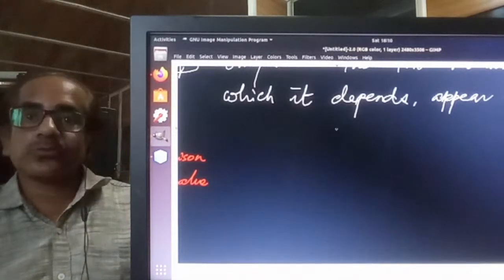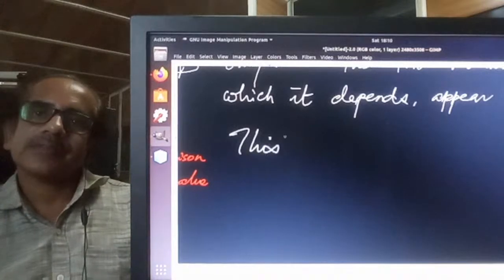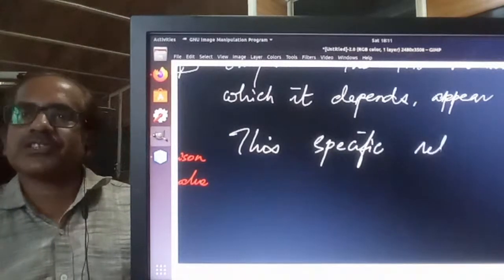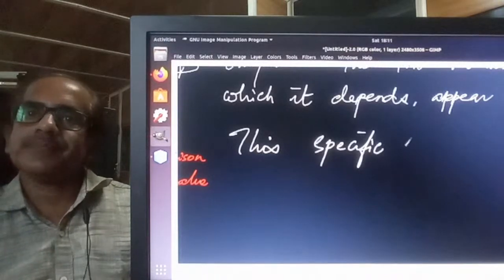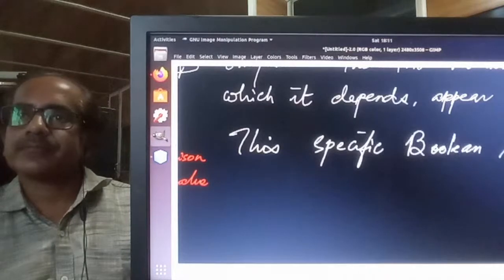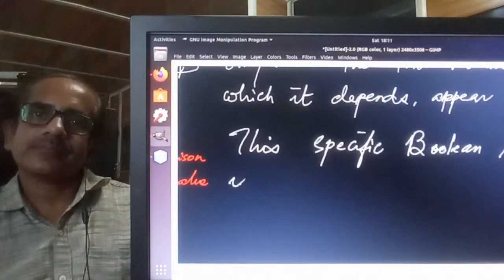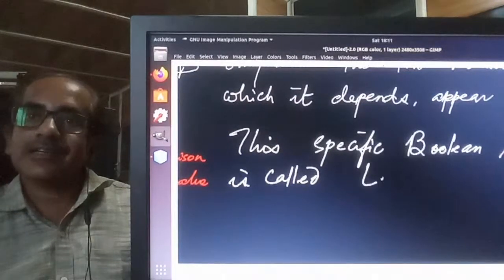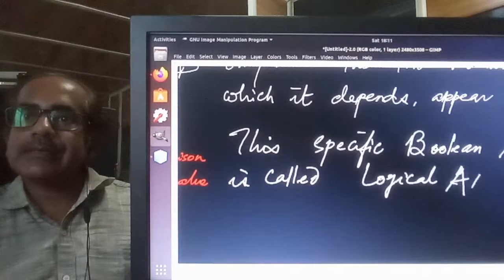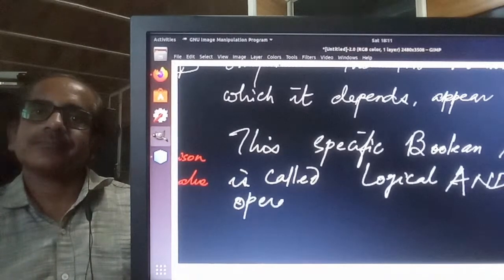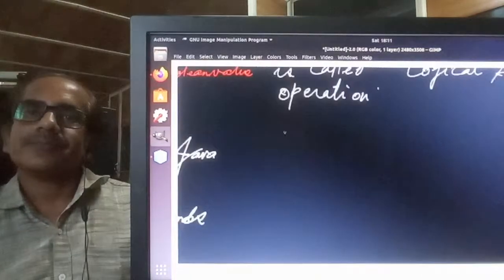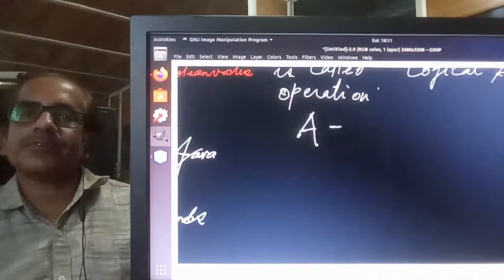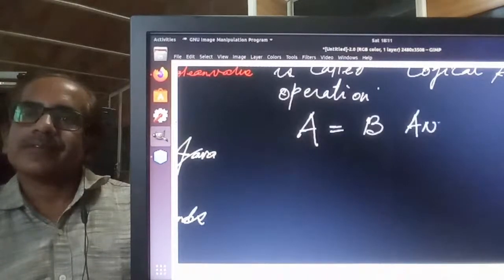वो मैंने ऊपर ट्रू ट्रू करके आपको दिखाया. This specific situation, a specific Boolean relation is called logical AND operation. That is A equal to B and C.